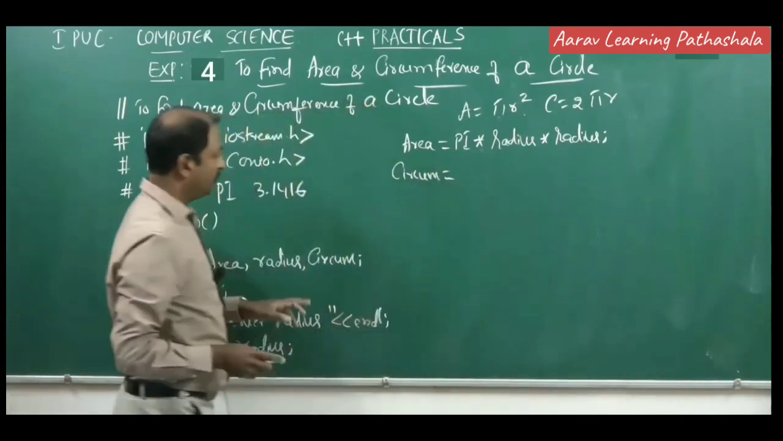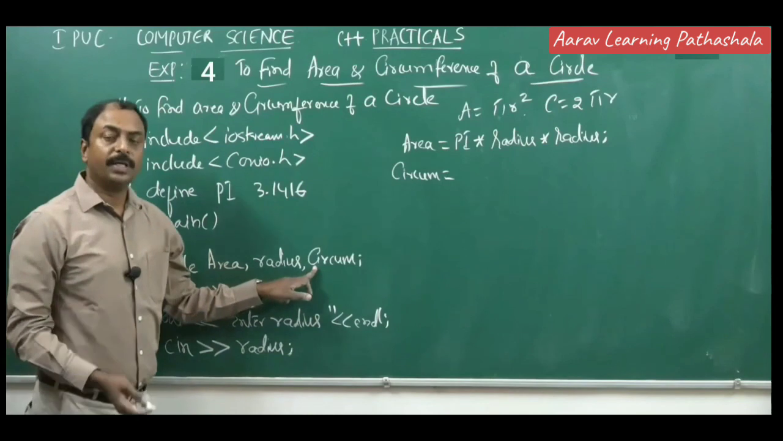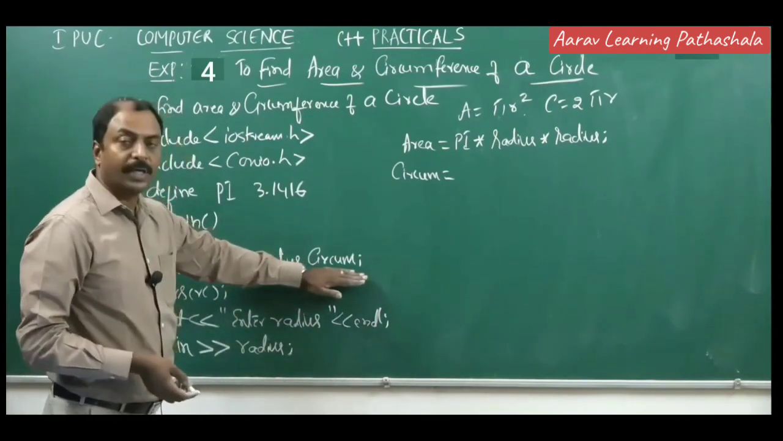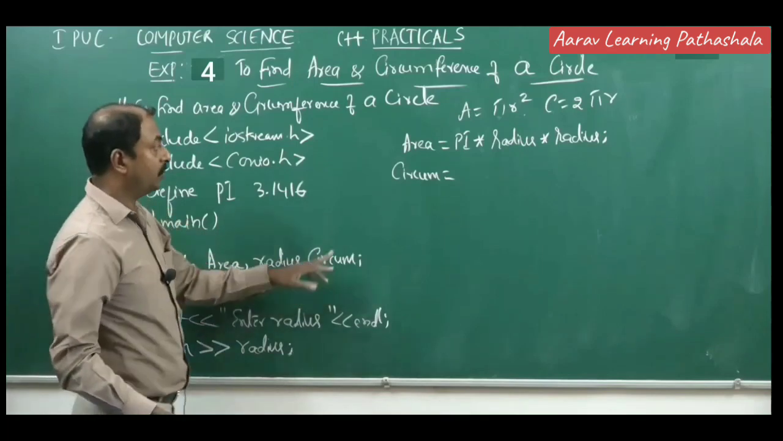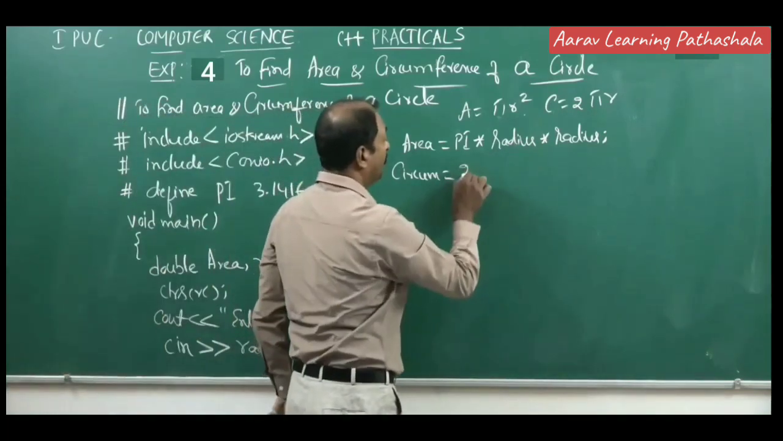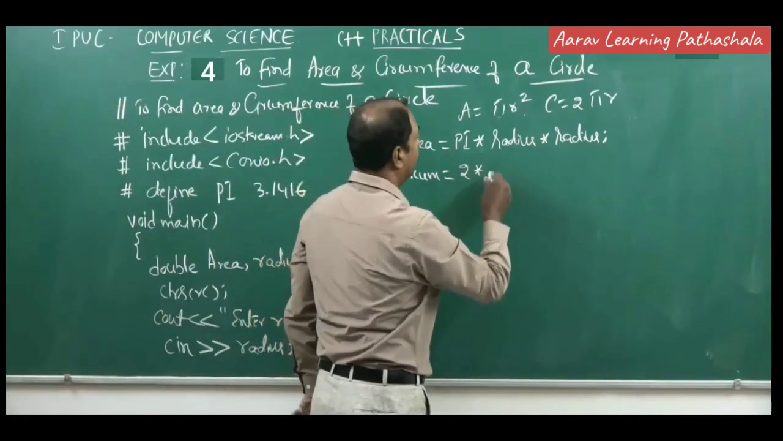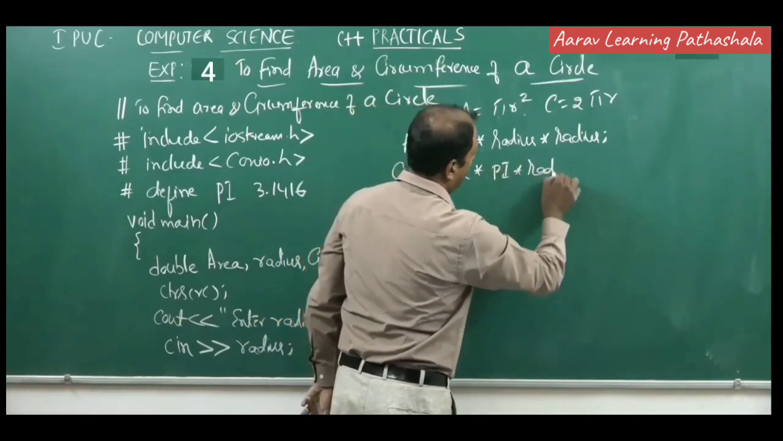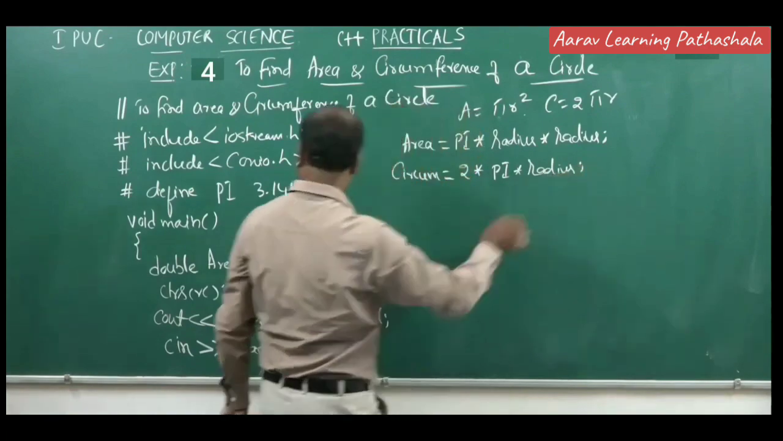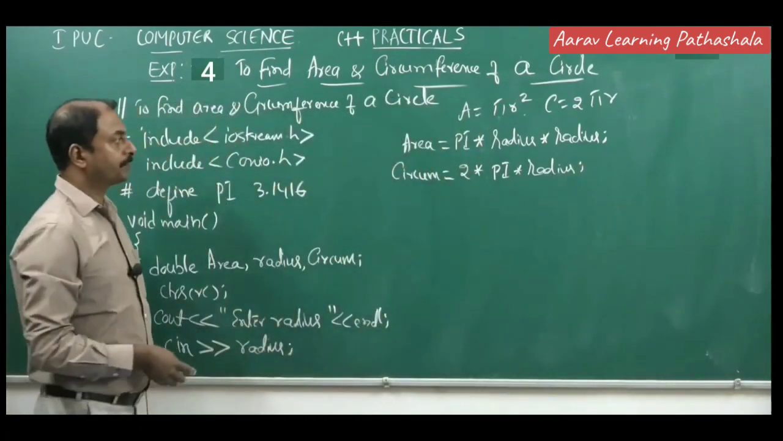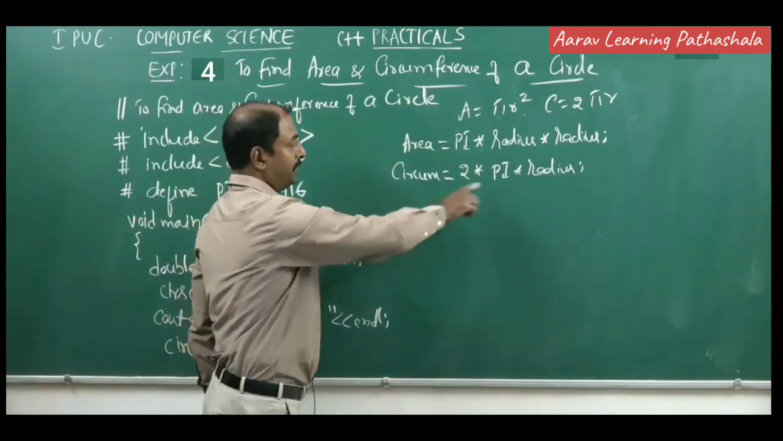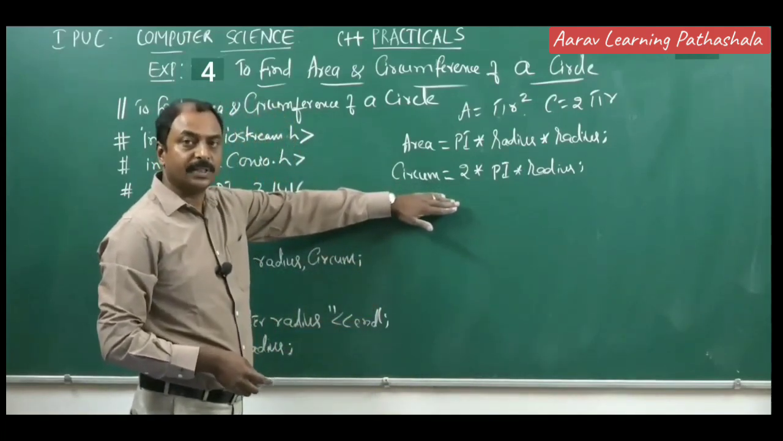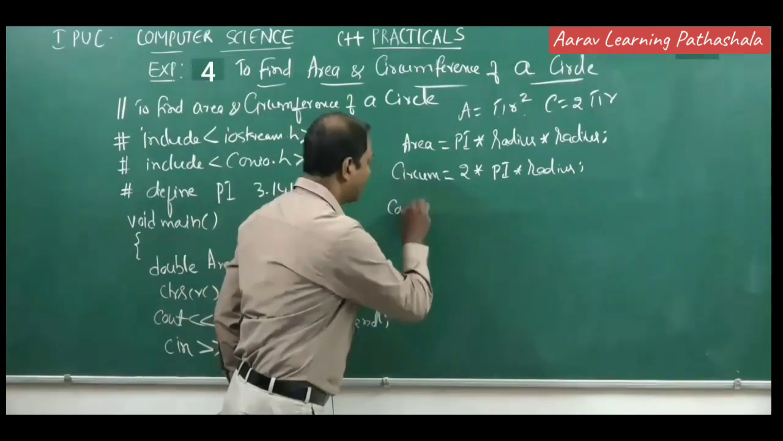And one more formula we have to write here, that is circum equals. As I told you, it is a case sensitive language, so we have to use exactly what we have declared in our declaration section. So the circum formula is 2 pi r: 2 multiplied by pi multiplied by radius, semicolon.